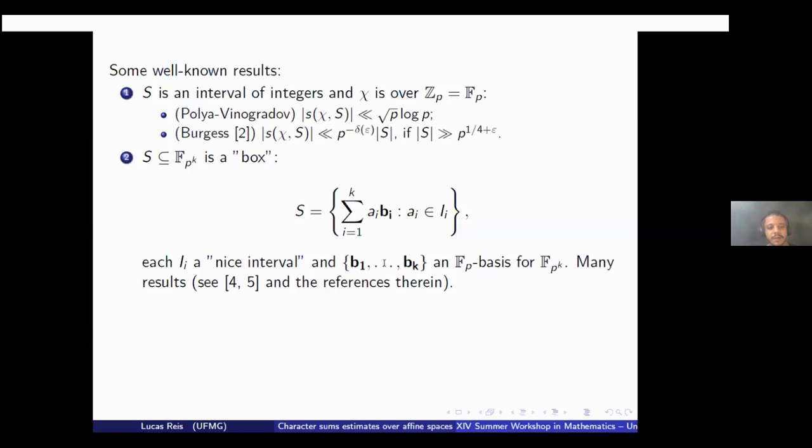Here is a kind of extension of intervals to non-prime fields. We call it a box. What is a box? Well, if we take any extension of F_p, say F_p^k, F_p^k is a vector space over F_p, and we have a basis here, any basis, b_1 to b_k. And so by box, we just mean linear combinations of the elements of this basis with the coefficients lying in some nice intervals, right? So I'm not going to mention the results. There are many, many of them, depending on the conditions we pose on the intervals I.